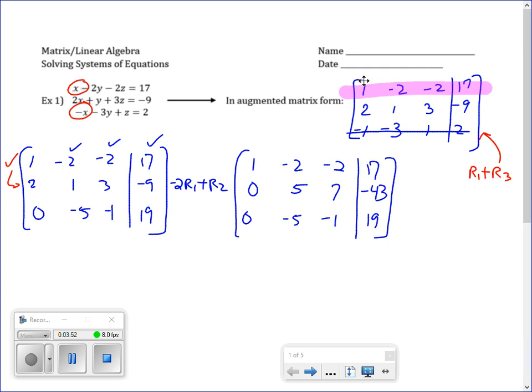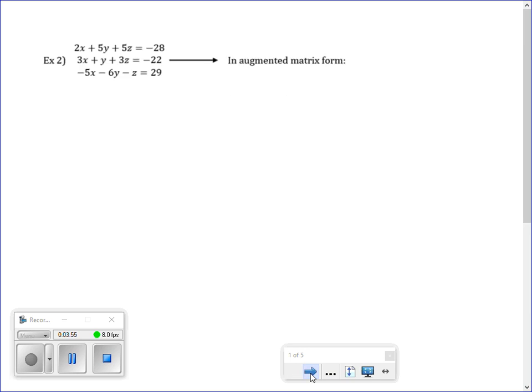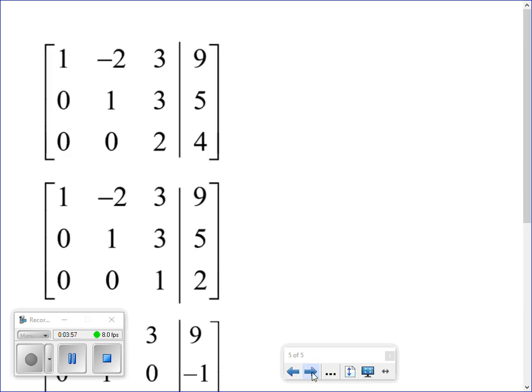What I'm really going for here, which I forgot to mention, sorry about that. You don't have this on your paper, but that's fine. This is a different problem, but what we're going for is to get zeros in these three places.